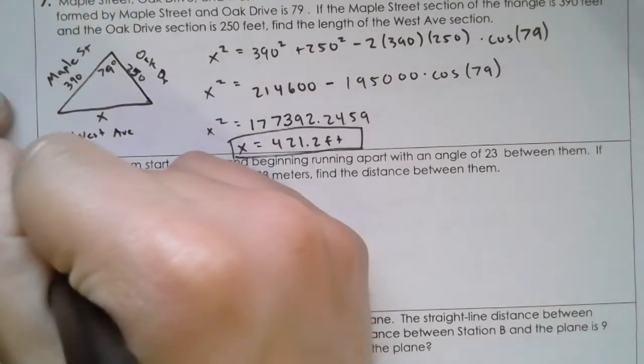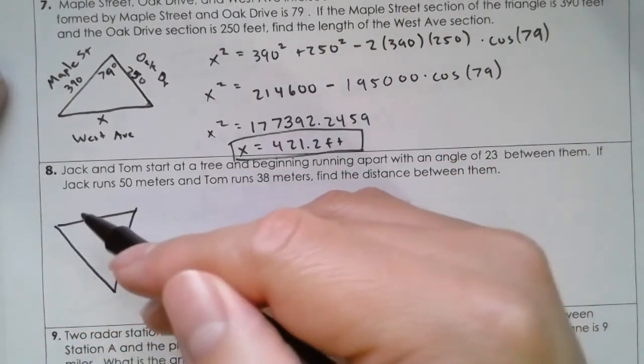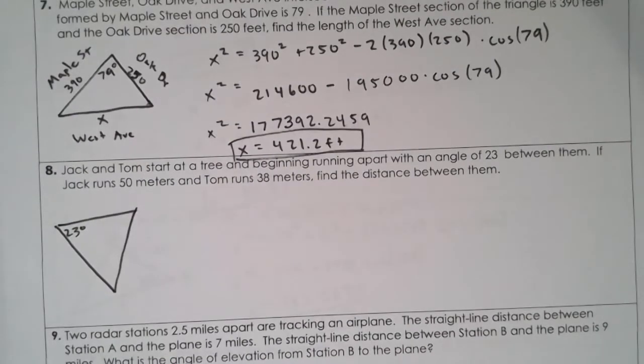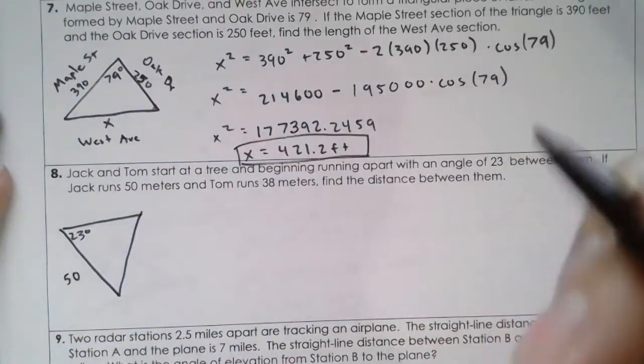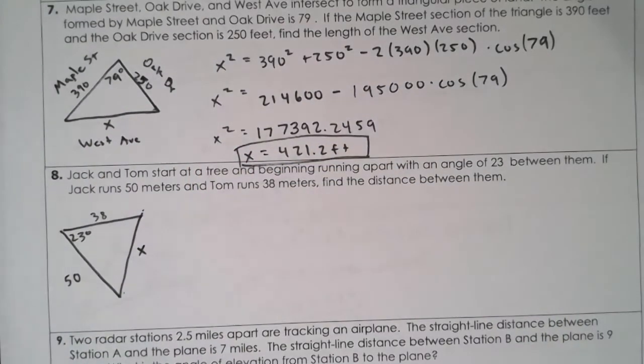Here I have, draw just a triangle, right? Arbitrary. It says Jack and Tom started at a tree and began running apart with an angle of 23 degrees between them. So you can consider one of the corners here to be their starting point. So if Jack runs 50 meters and Tom runs 38 meters, let's say Tom goes running this way and the other guy runs that way, right, like that. It says find the distance between them. So if they stop here and there, that would be the distance.